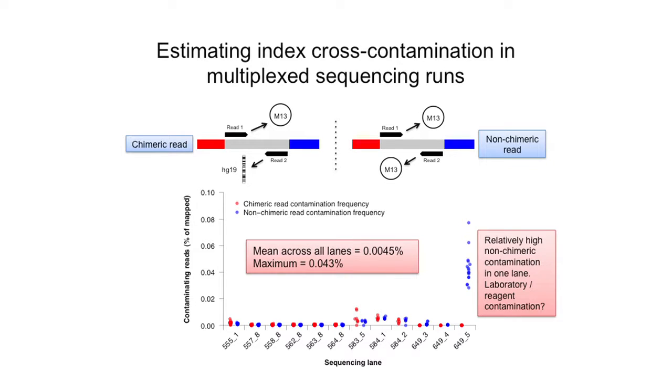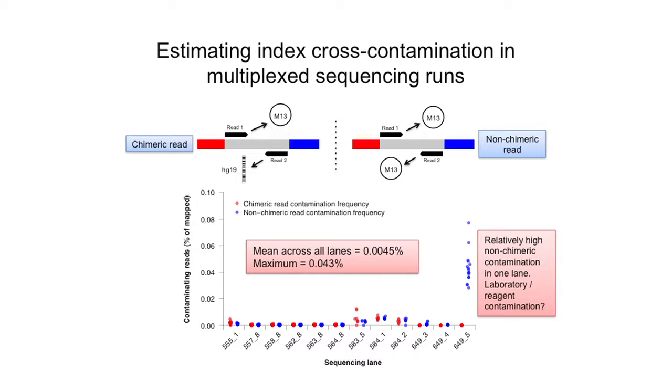And so we observed 2 types of contaminants. So one, I'm calling the chimeric read, where one read in the read pair mapped to M13, the other mapped to the human genome, and then a non-chimeric read pair. So they both map to M13. And so on the bottom plot, I'm showing data from about 120 or so samples, it's like 12 lanes of a HiSeq instrument. And I'm showing these two types of contaminants together. Red is the chimeric and blue is the non-chimeric. And I'm showing the contaminating reads as a percent of mapped.